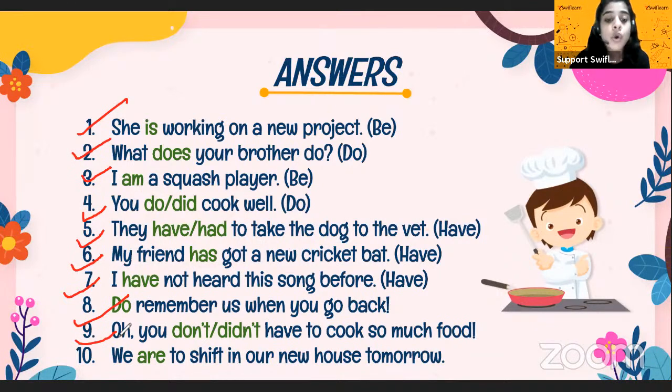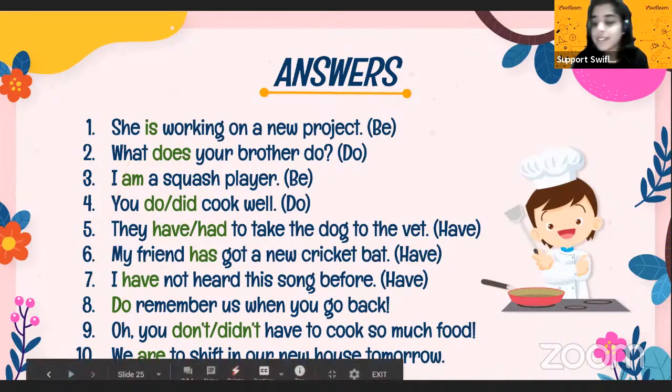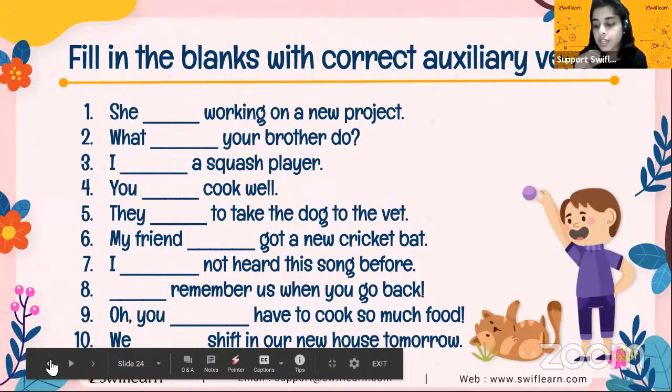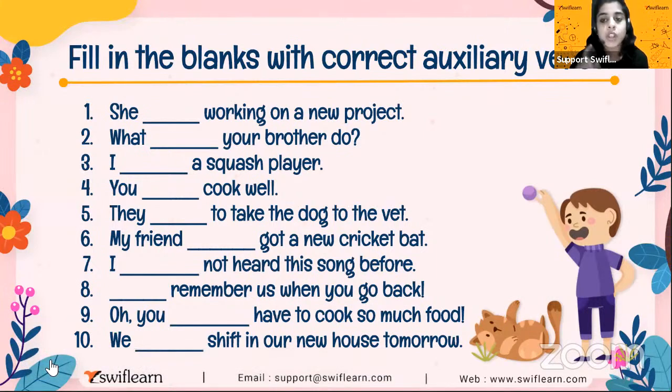Oh, you don't. You didn't have to cook so much food. Don't or didn't: you have to use according to the tense, present or past. Last one: we are to shift to a new house tomorrow. We are. With we, are will come, right? Is never comes with we. So these were the answers for the quiz that I gave you. You can practice it again at home. You can take a screenshot of it. Quickly, I'm giving you time. You can take a screenshot of this, practice these words at home and get back to me in the next class. I'm going to discuss the answers.